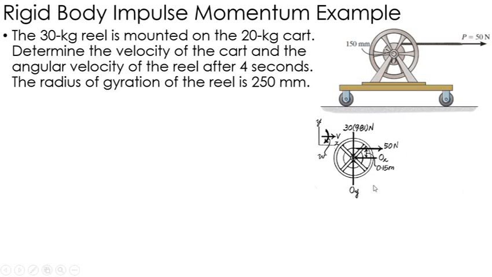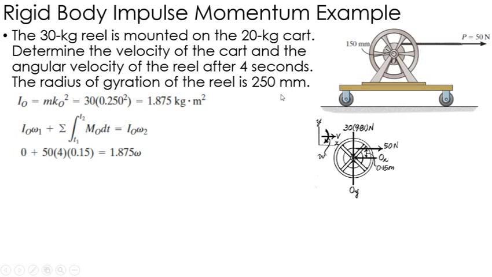So start with the reel. Draw a free body diagram. I've got a pin at O, and then I have the 50 newton force as well as gravity, 30 times 9.8. The moment of inertia of the reel is 30 times 0.25 squared, using the radius of gyration.